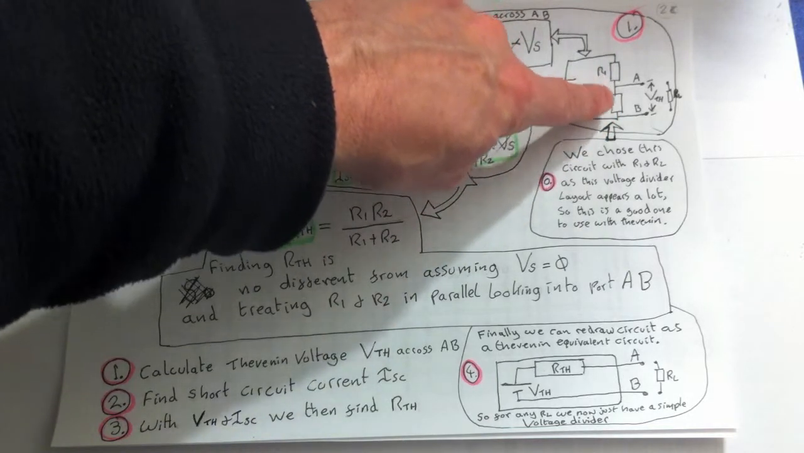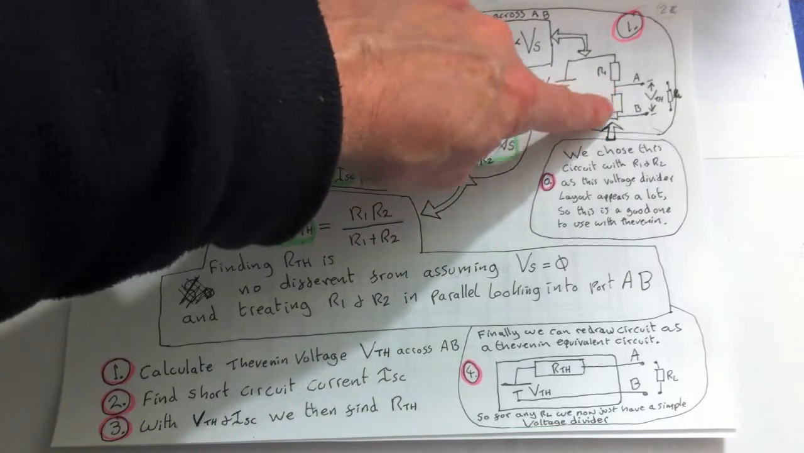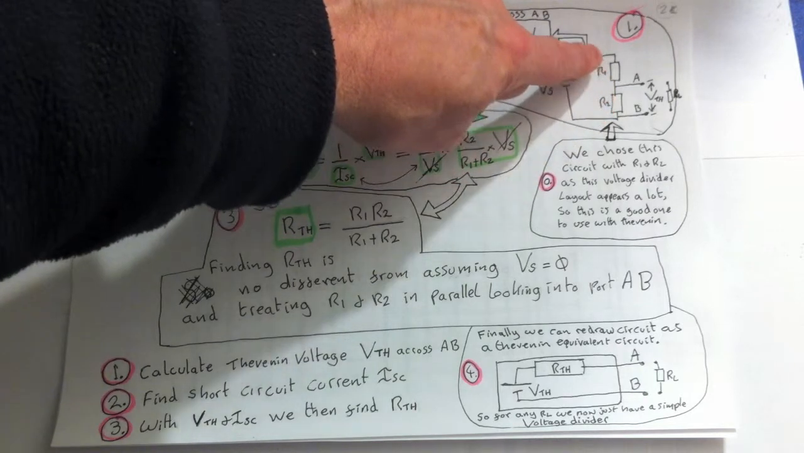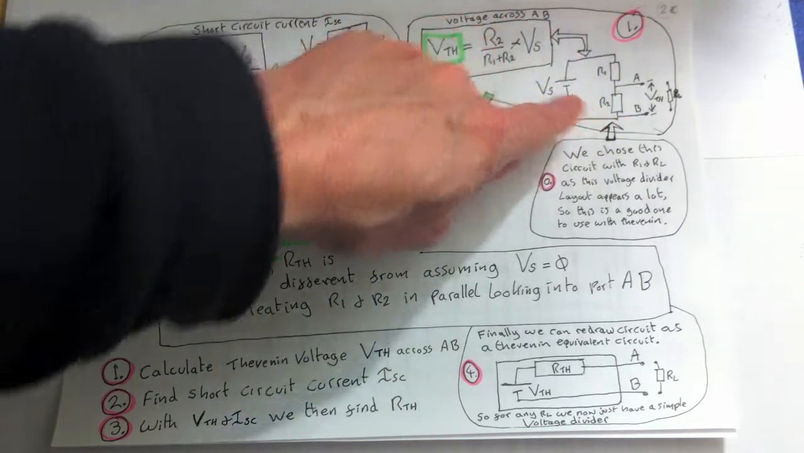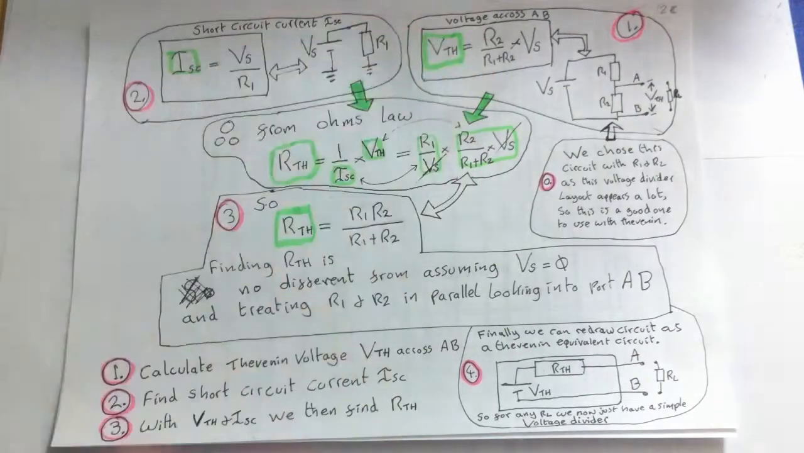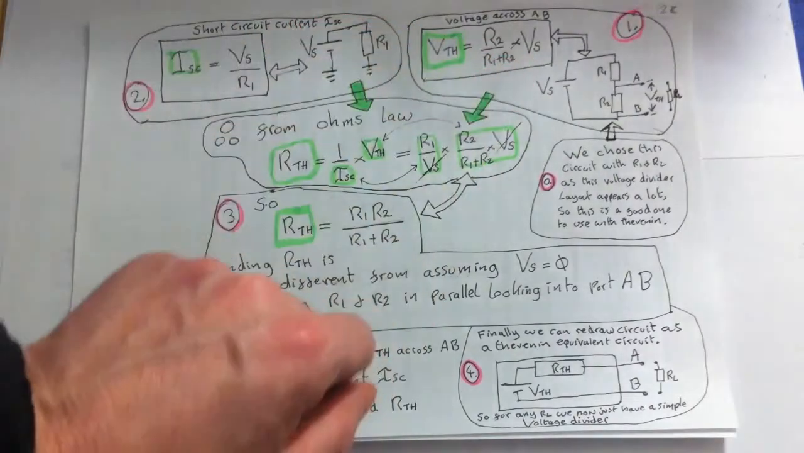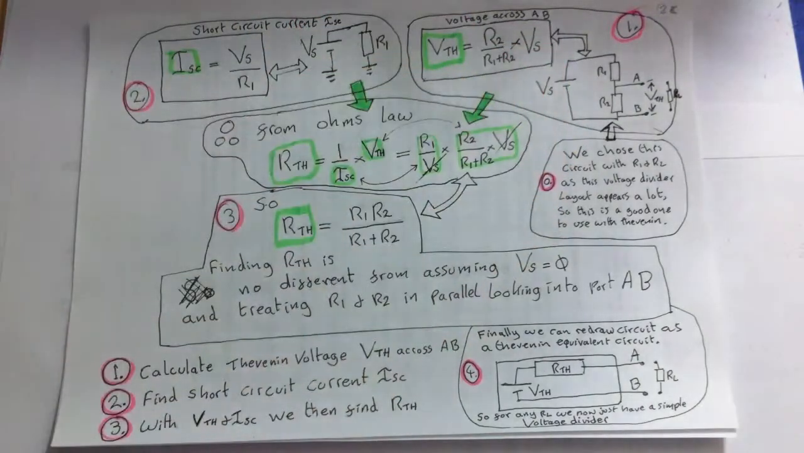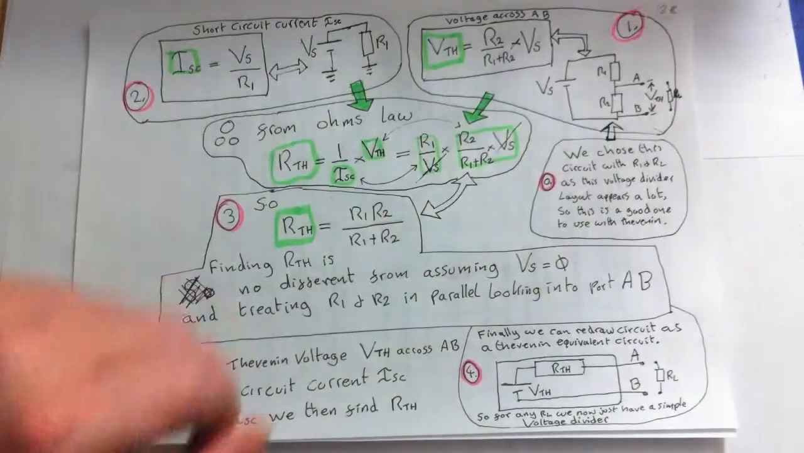So it's the proportion of the voltage that's dropped across R2 against the whole of the resistance. That's basically R2 divided by the total resistance, times the voltage source. So that gives us the Thevenin voltage. So we have that now.